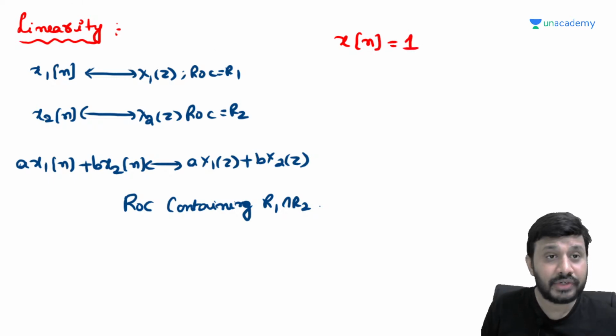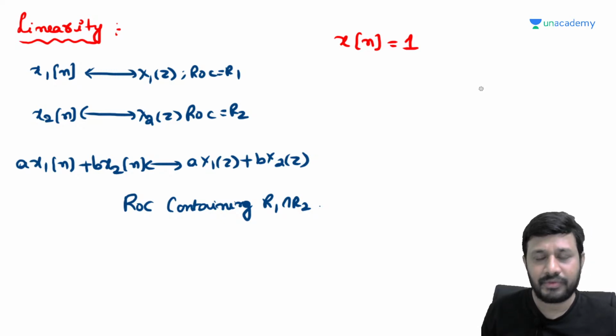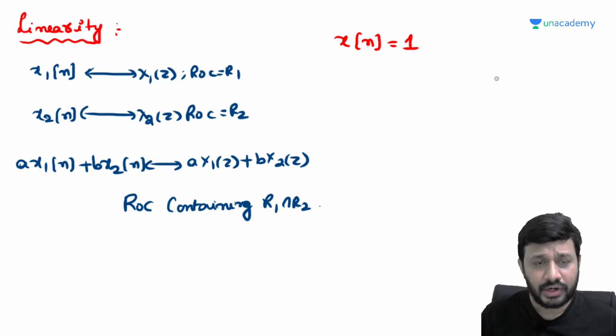And remember, my dear students, the Z transform we are going to discuss now is the bilateral Z transform, in which the limits are considered from minus infinity to plus infinity. As we have unilateral Laplace transform, here also we will have unilateral Z transform, which we will discuss later. So what we are discussing now is the bilateral Z transform.